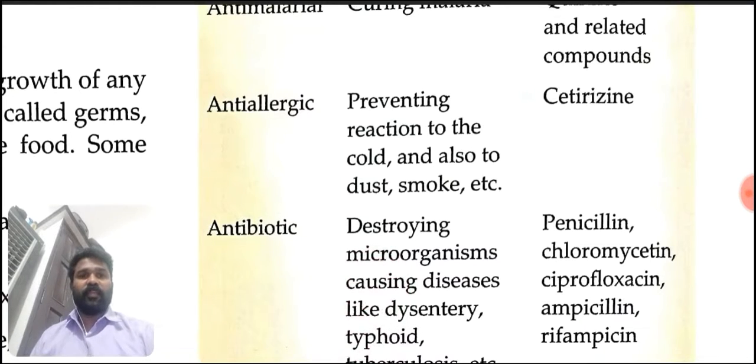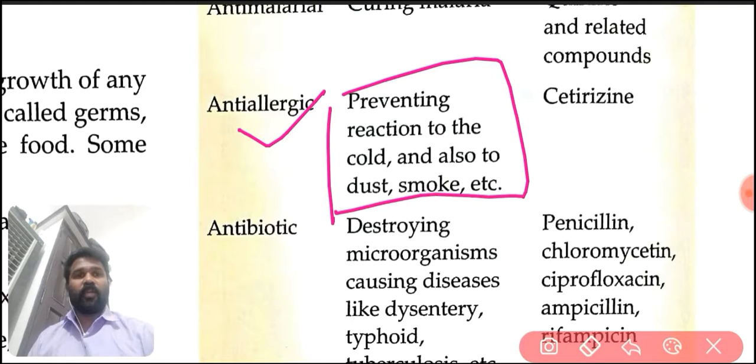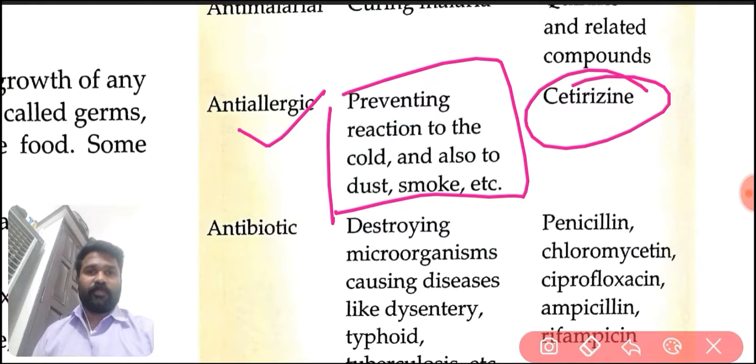Next one is anti-allergic medicine. This medicine is used for preventing reaction to the cold and also to dust, smoke, etc. Anti-allergic medicines we are using to prevent reaction to the cold and also to dust, smoke, etc. The main example is cetirizine.